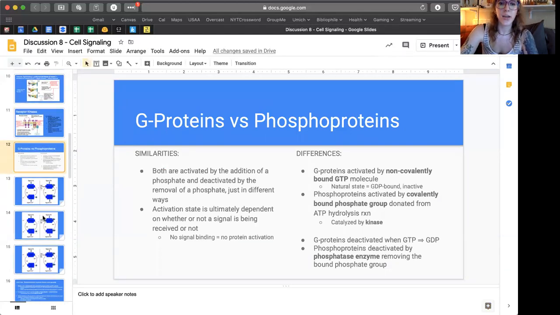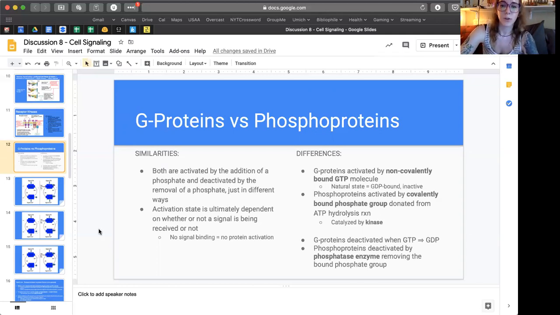So both of them are, in a way, activated by the addition of a phosphate and deactivated by the removal of a phosphate, just in different ways. So the G proteins were activated by a non-covalently bound GTP molecule as opposed to GDP. So that still has one extra phosphate group, but it's the whole GTP molecule that's bound. In phosphoproteins, we have a covalently bound phosphate group that was donated from the hydrolysis reaction of receptor kinase. So there, we're just having that extra phosphate group, not the entire ATP molecule. So that's a primary difference.